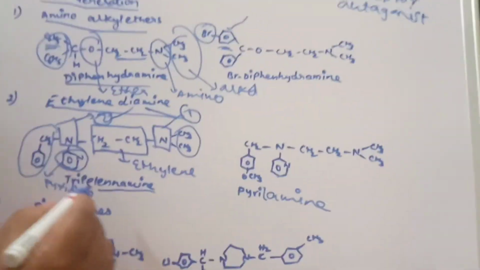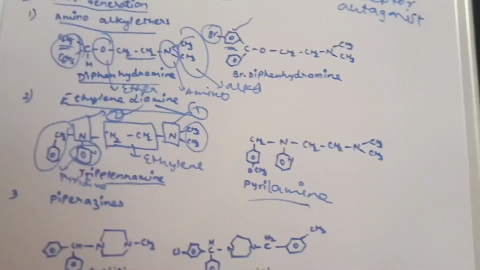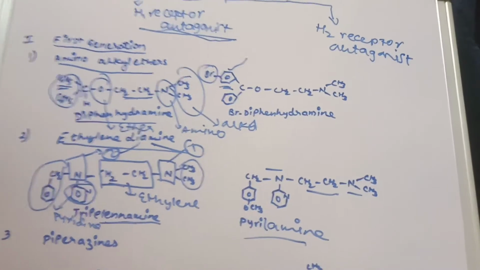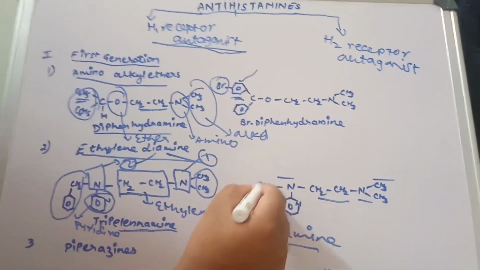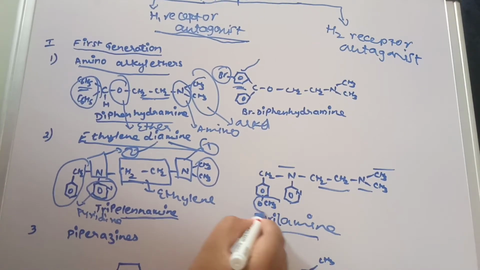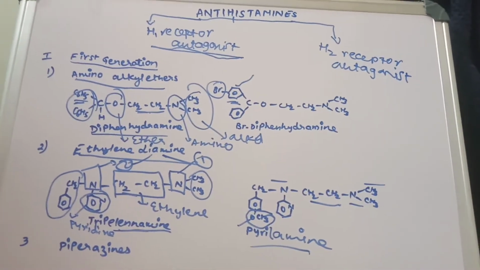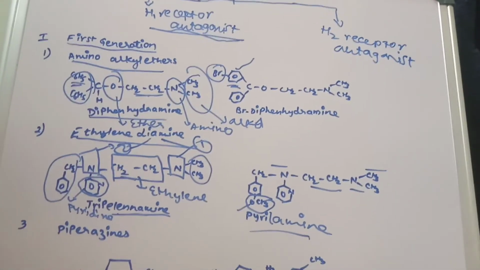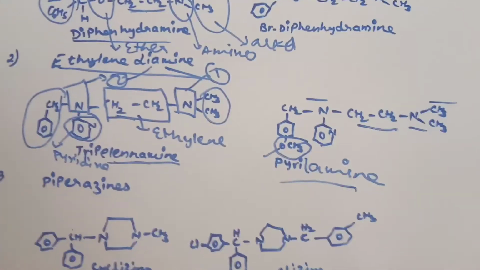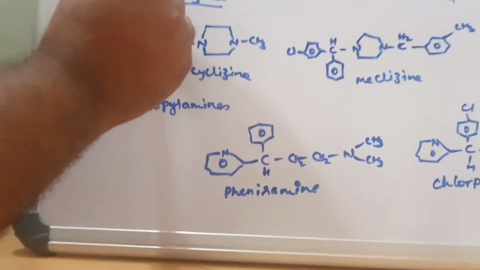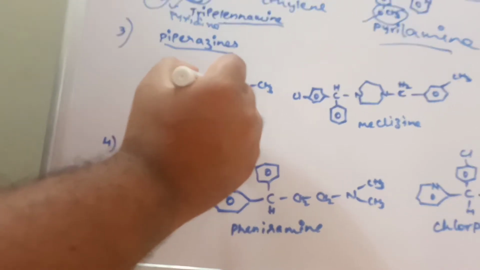The differences between tripelennamine and pyrilamine: here also it contains an ethylene group, two amine groups, and an alkyl group on one side, benzyl with pyridine. But here there is a methoxy group, an electron donating group. So with the electron donating group present, it becomes pyrilamine. This one is tripelennamine. Two examples of ethylene diamine are tripelennamine and pyrilamine. The third class is piperazines. What are these piperazines? By the name itself, piperazine means a six-membered ring containing nitrogen at the first and fourth positions.